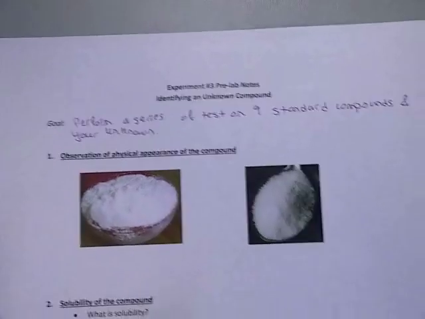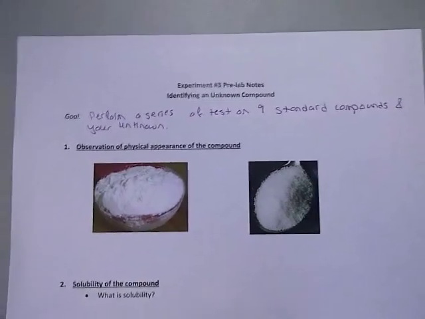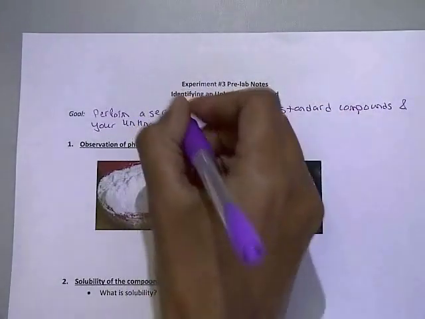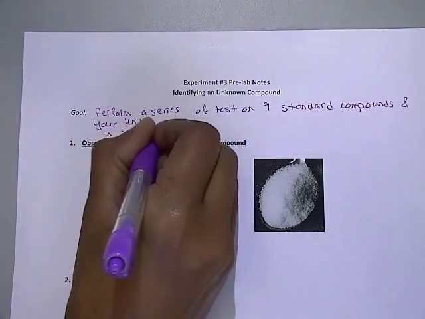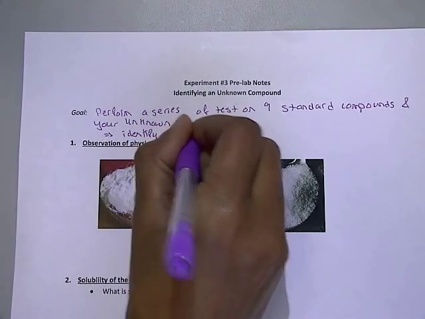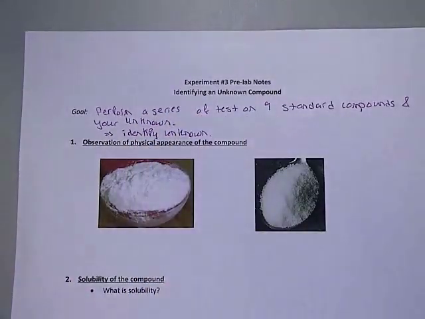Another goal of this week's experiment: you're going to be performing these standard tests on your 9 compounds and your unknown, but another goal is to identify this compound. Identify your unknown compound, and please make sure you write down your unknown number in your notebook and write down your identification. But more so, it's really important for you to discuss your results with your lab instructor or TAs.